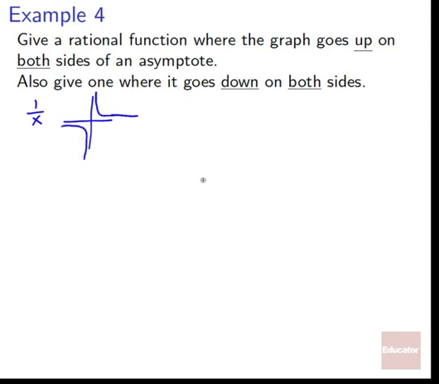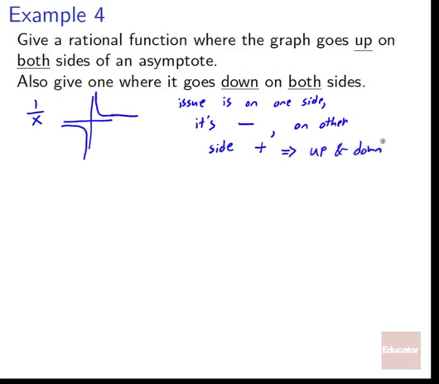So the issue here with 1 over x is on one side, it's negative, right? On the left side, we were dividing by negative numbers, so we've got negative. On the other side, it's positive. So that's why we go up and down. That's what causes the up and down effect. Well, down and up if we go negative to positive. But that's why we're seeing this split where we're going in two opposite ways.